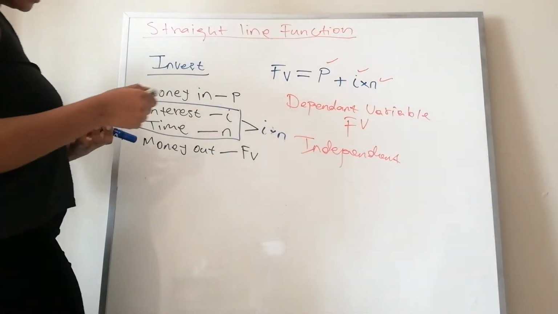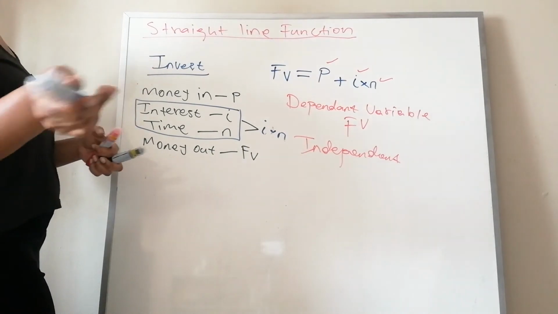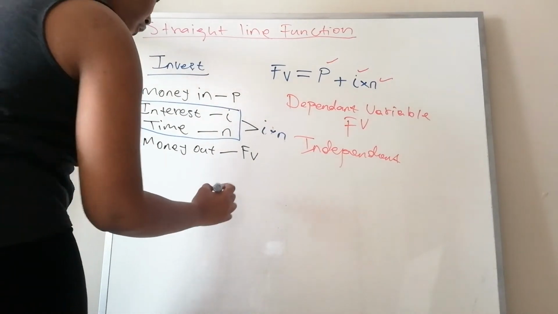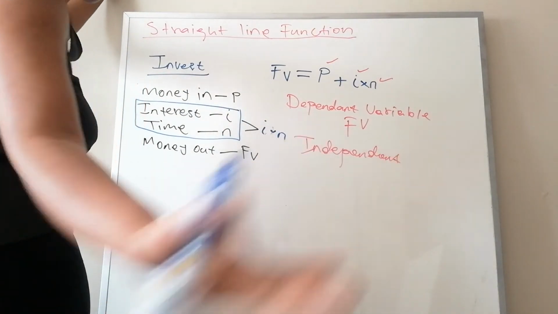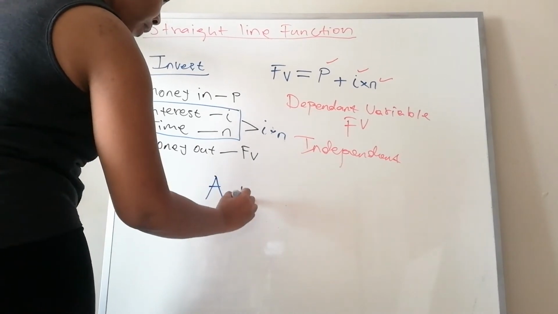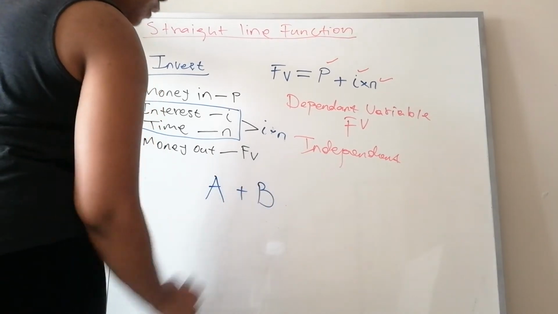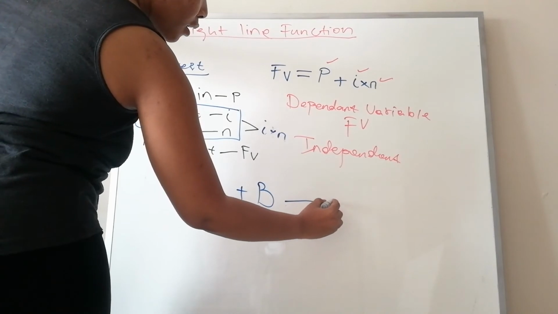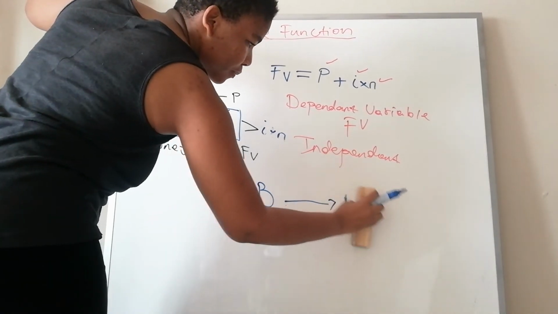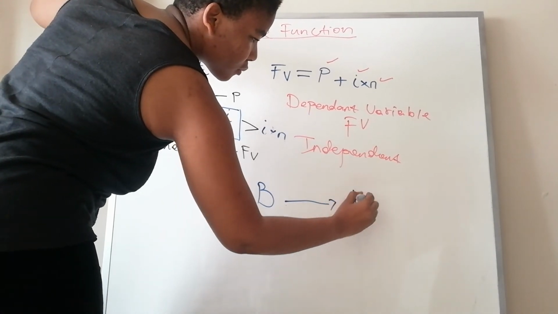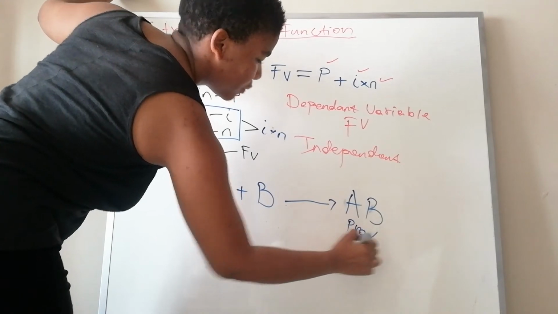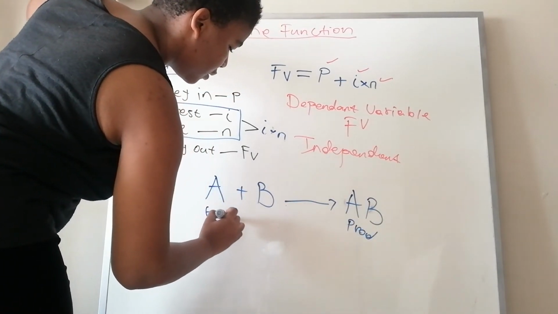So let's say you are, I'm going to use a different example. A different example is if you have a reaction. Let's say it's a chemical reaction. So you have reactant A plus reactant B giving you a product AB. Product AB, this is the product. This is a reactant.